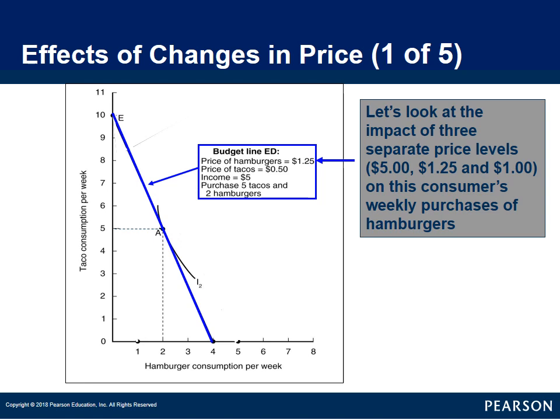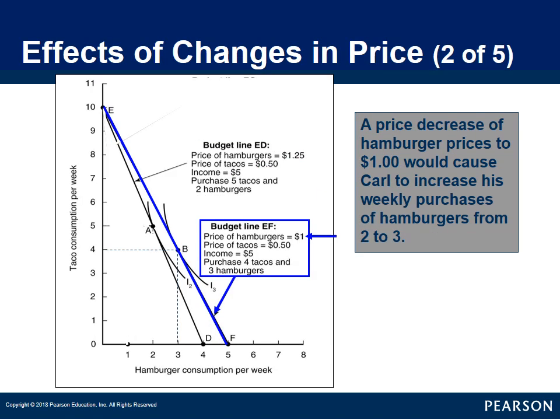If we start with the budget line here with an income of $5 and the given prices here, hamburgers are $1.25, tacos are 50 cents, we can see that consumer equilibrium is at point A here, which is 5 tacos and 2 hamburgers. But if the price changes, so as we said before, price of item A can change, price of item B can change, or income can change, and then we're going to have a different equilibrium.